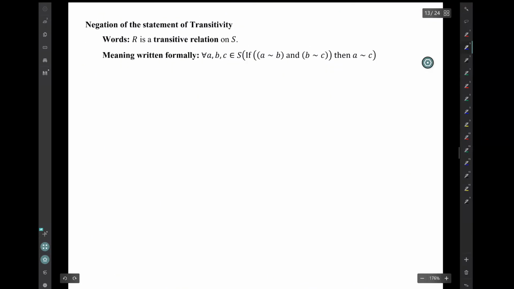Finally, let's consider the negation of the statement of transitivity. Here's the statement of transitivity: for all A, B, and C in set S, if A is related to B and B is related to C, then A is related to C. Well, I will go through this in stages. Again, I won't talk, I'll just simply write and get through this more quickly.